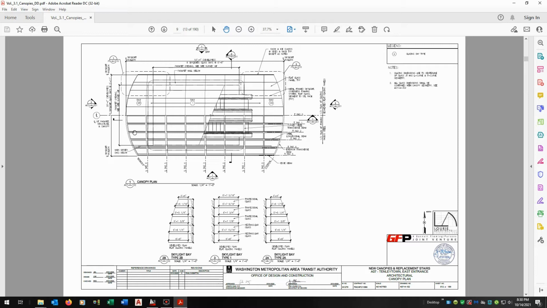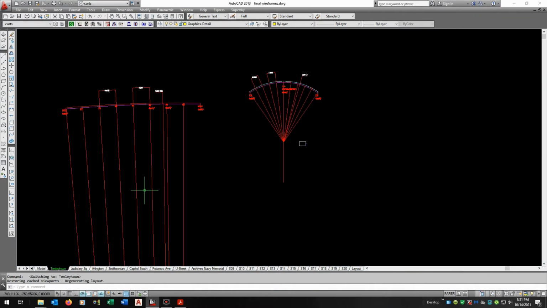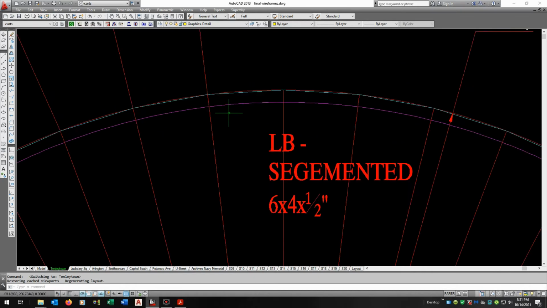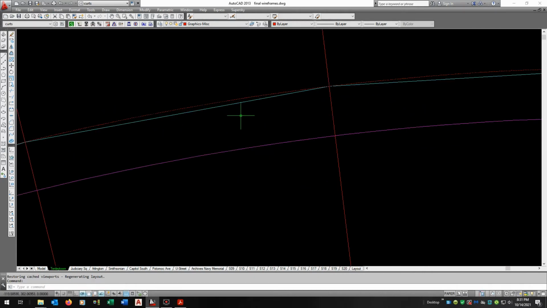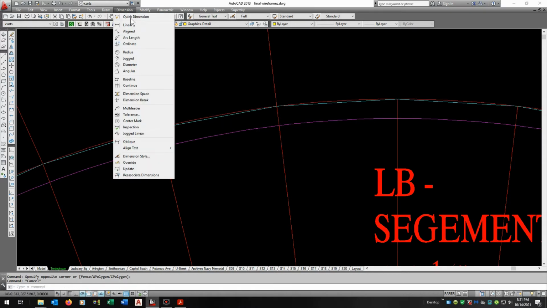And I wanted to go over this to start coordinating with the steel now so that their drawings and our drawings will match when they come together. So let's look at the wireframe real quick. And we'll go to Tenleytown. Here's the transverse section, and this is the radius at the glass. This is the radius at the steel.